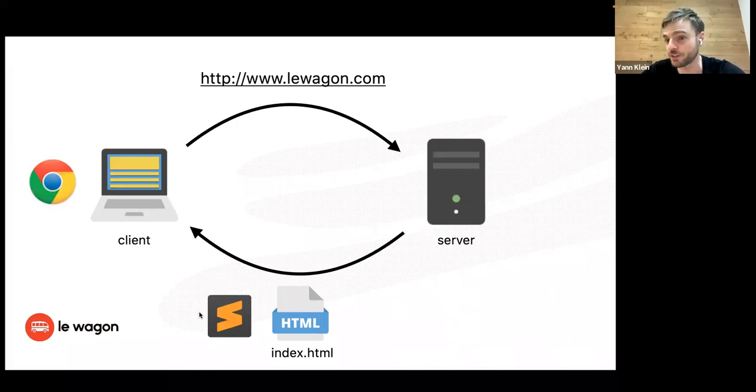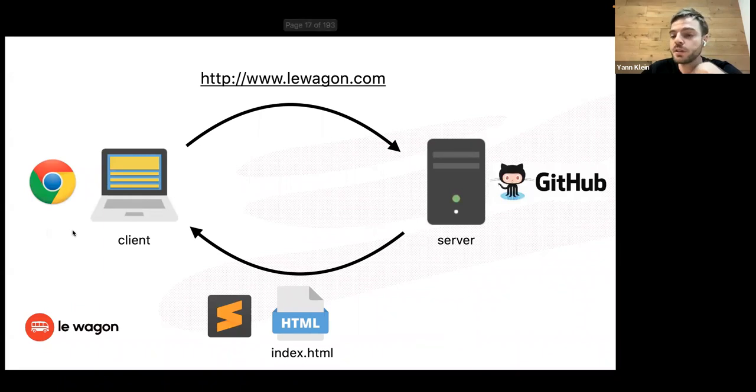We need Chrome, right? Or Brave or Firefox or whatever web browser you need in order to see the page. And we need a server. We need a place where we actually store on the web our index.html. In our case, we're going to use GitHub. GitHub will be the place where we host our website. And these will be the tools for today.